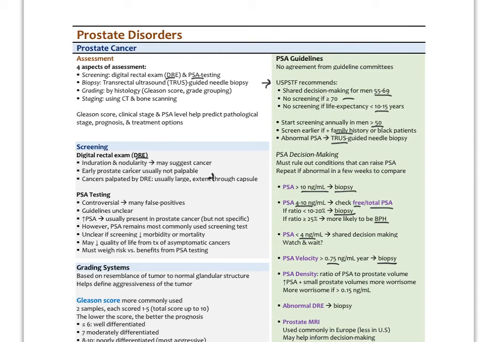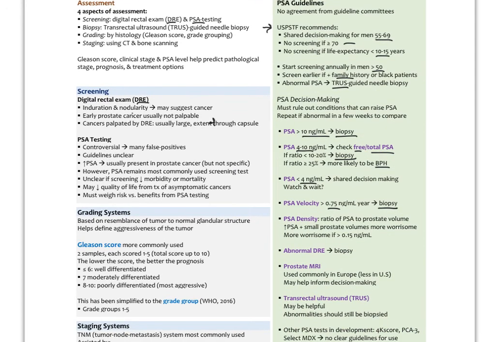Again, with a PSA under 4, we're probably going to use shared decision making, watch and wait, before sending on for biopsy in those cases. Another test I'll mention here is the PSA density, the ratio of PSA to prostate volume. You'd have to get a transrectal ultrasound to get an accurate prostate volume measurement, but an increased PSA with a small prostate volume is more worrisome for cancer, especially if it's over 0.15 nanograms per milliliter. So that is a PSA density test.